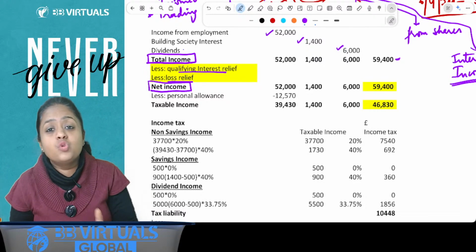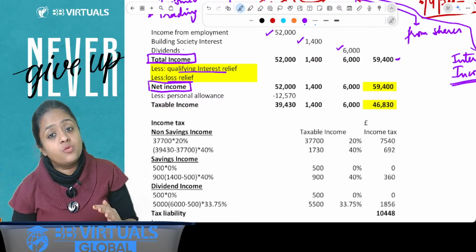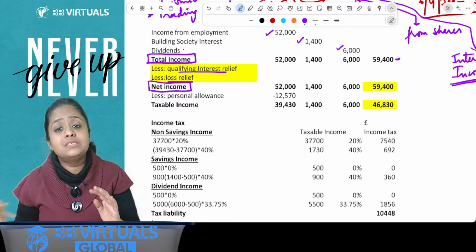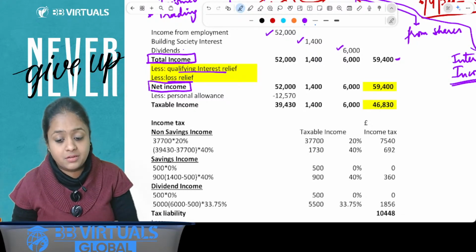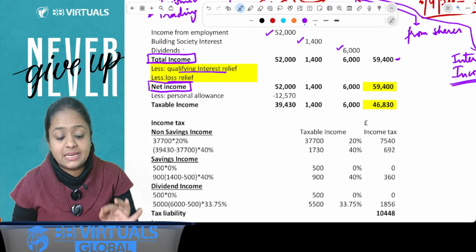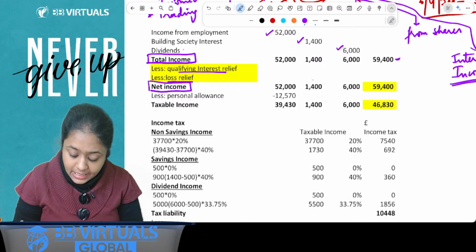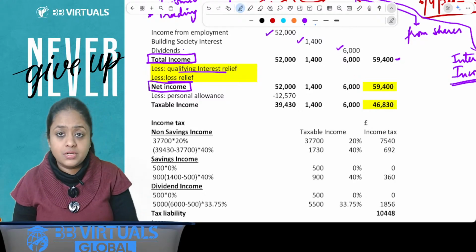What if there is no relief? Then total income will be equal to net income, and you can just write one of the terms. So preferably we use net income as the term to be written. Okay, so we will write there net income. Clear? Again, net income totals here are same as total income.